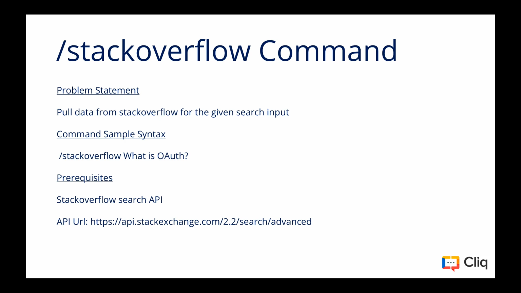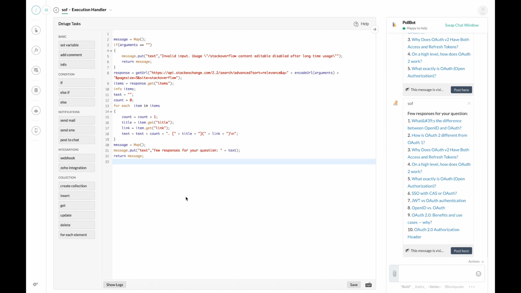The problem statement here is that you need to pull data from Stack Overflow for the given search input. And the sample command syntax would look something like this: /StackOverflow followed by the search query. So one important prerequisite would be to have the Stack Overflow search API at hand and understand all the necessary parameters that need to be passed.